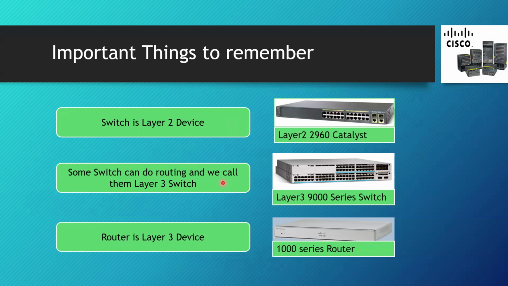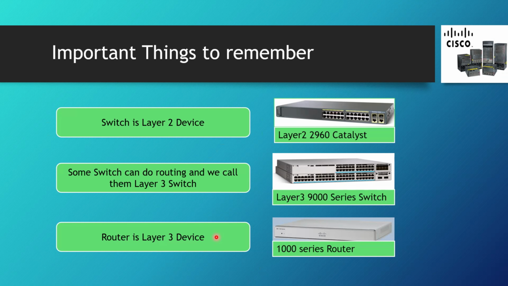But router is a layer 3 device. Router can do routing. Router can actually take the packets from one subnet to another subnet. So layer 3 switch can do routing, and router can also do routing. So many people ask the question, what is the difference between layer 3 switch and router? Because both can do routing. So why should we use a router?